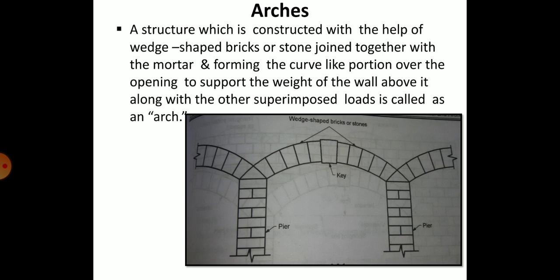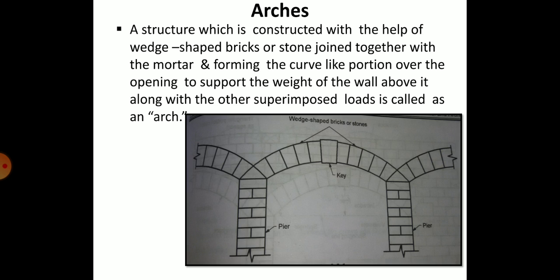The next part is the arches. What is an arch? The structure which is constructed with the help of wedge shaped bricks or stones joined together with mortar, forming a curve like portion over the opening to support the weight of the wall above it along with other superimposed loads, is called an arch. You can see here the structure of the arch. This is the key, here is a pier, here are wedge shaped bricks or stones.